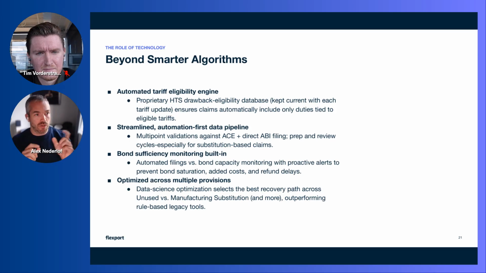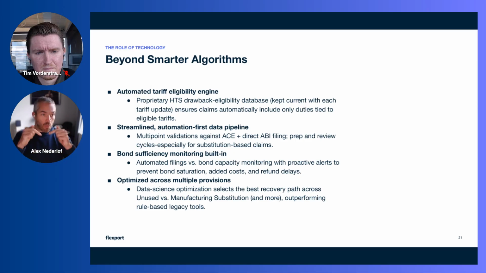We can, because we are good at these data pipelines, cross-validate this with anything we have from ACE or your direct API filings. And we also are able to fully optimize the space you have in your bond, right? So if you have a smaller bond than the claim that we want to put in, we can actually split it over multiple bonds. We can cross, and I think we're the only one that can do this, we can optimize across multiple provisions automatically.